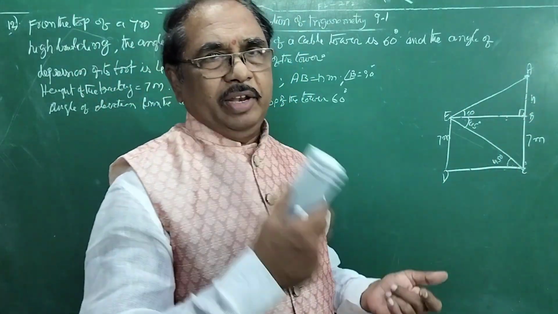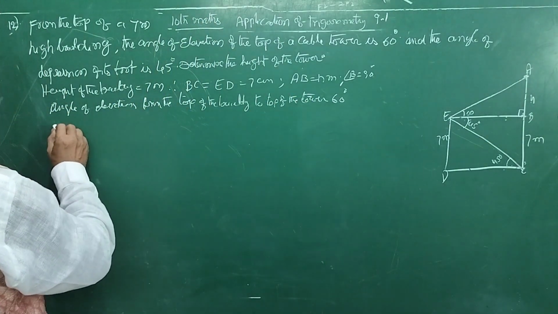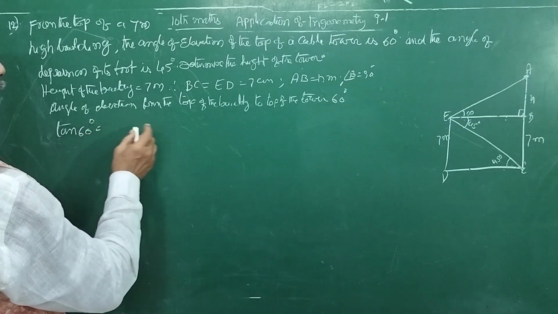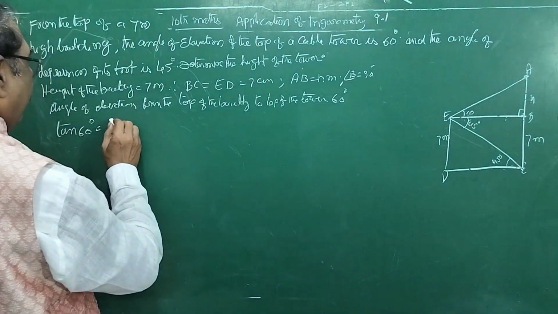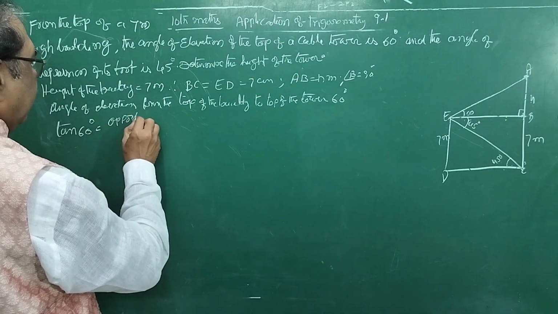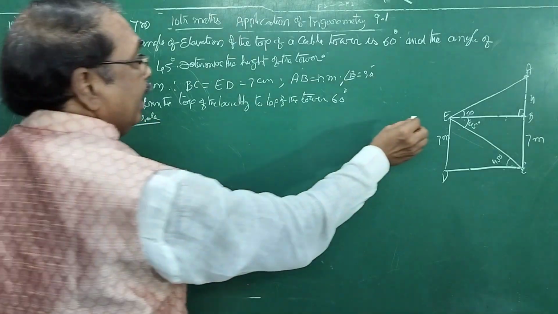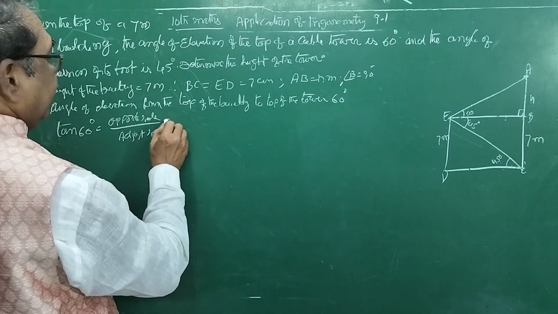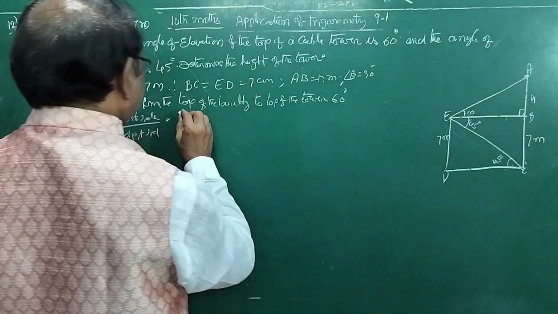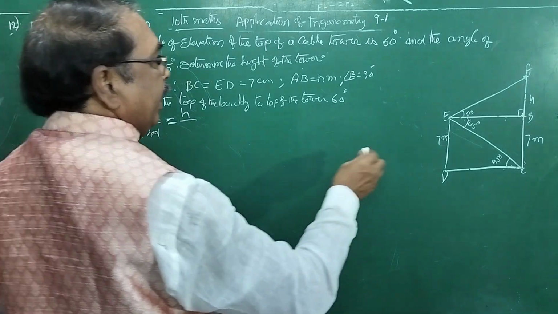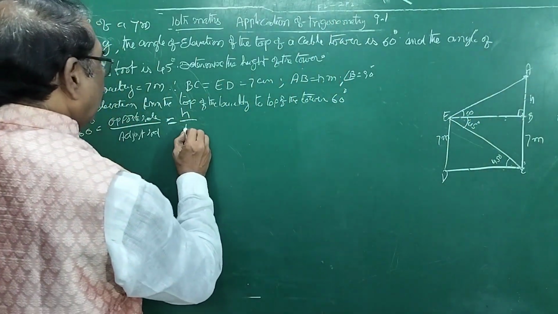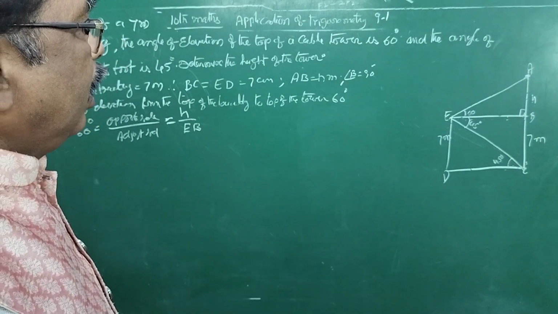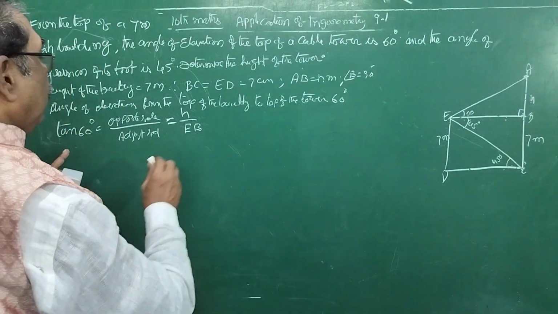The relation is the tan relation. Isn't it? Yes, tan 60 degrees is equal to the opposite side by the adjacent side. How much? We already named it: H. The adjacent side is how much? We don't know. EB. That's all. Isn't it? EB.